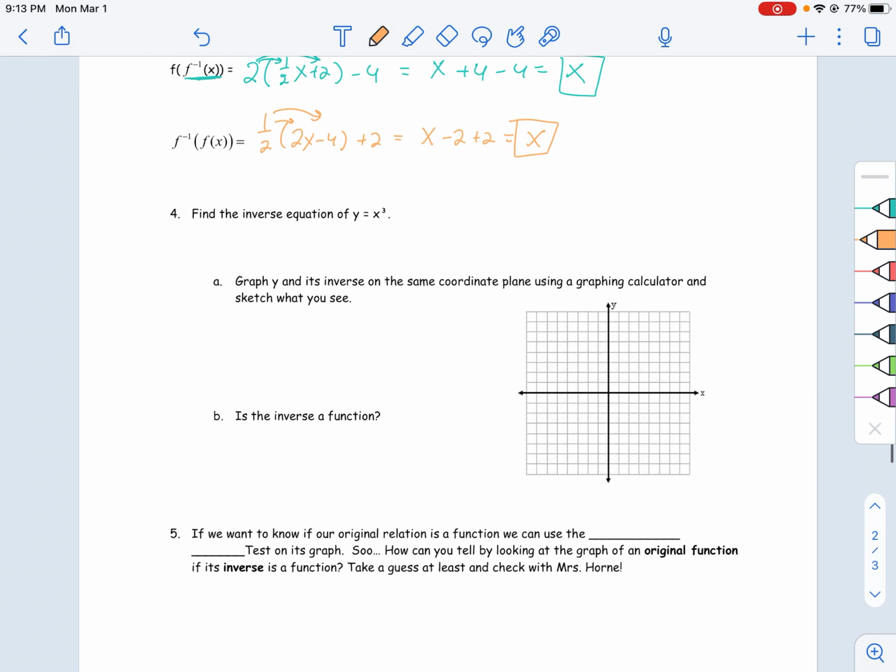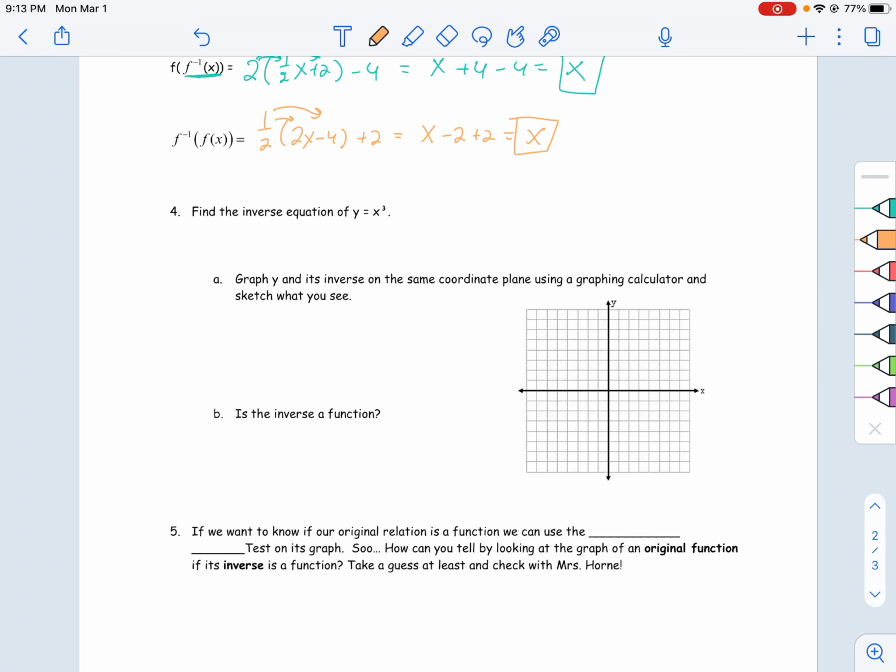Number 4 says find the inverse equation of y equals x cubed. So if we're doing that, we just swap the x and the y. So we say x is equal to y cubed. And then you cube root both sides. So that gives you the cube root of x is equal to y.